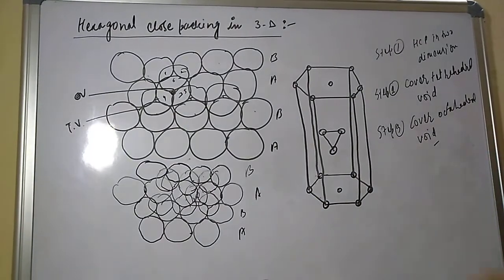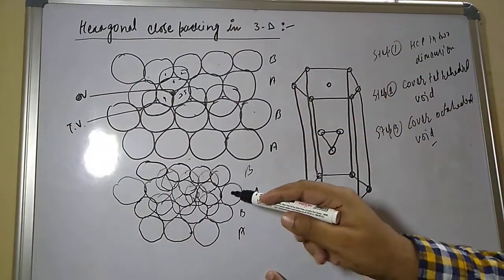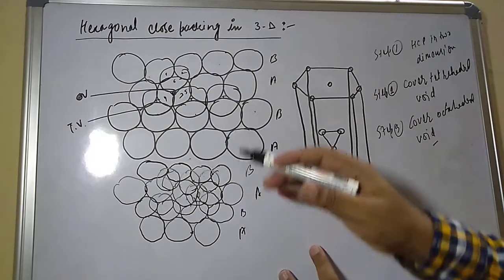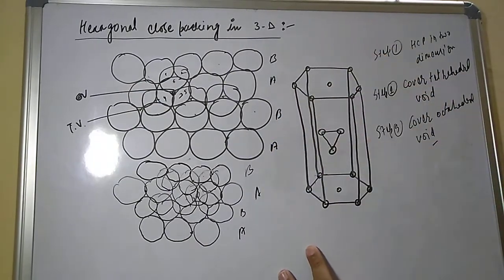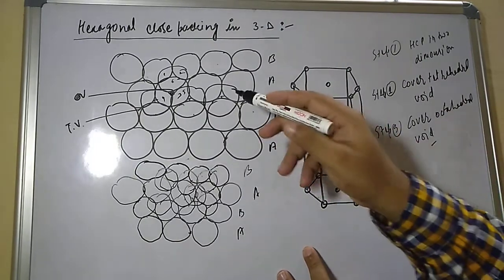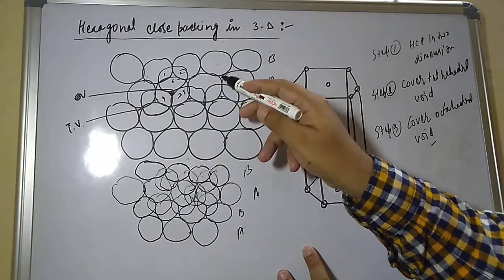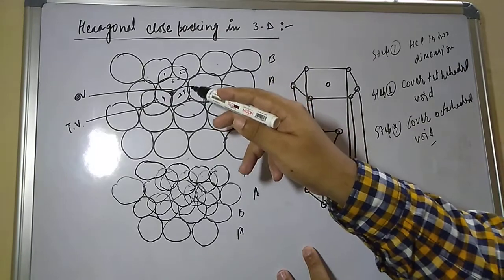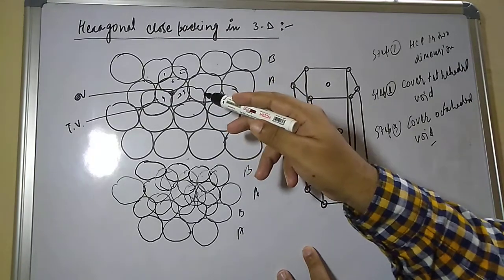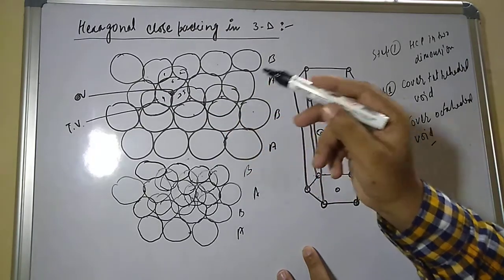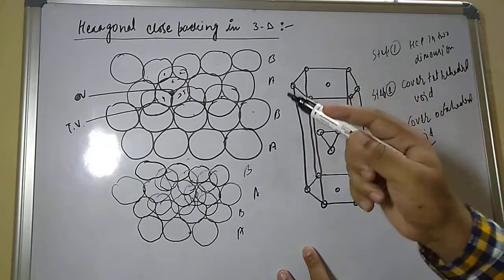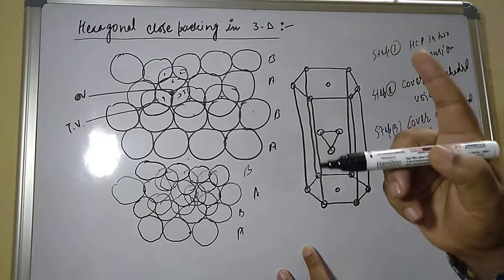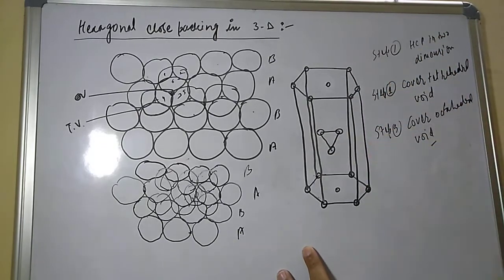Similarly, what I did here in the first diagram, if you are able to understand this, otherwise you can come here. This is the A B layer I drew. Firstly, I covered this tetrahedral void. And when you cover the tetrahedral void, you will find that is the second layer. It will result in 6 atoms, and between the 6 atoms there will be one void. That void will be an octahedral void.